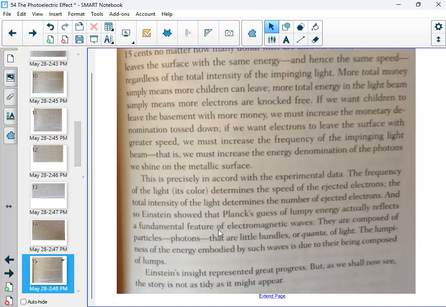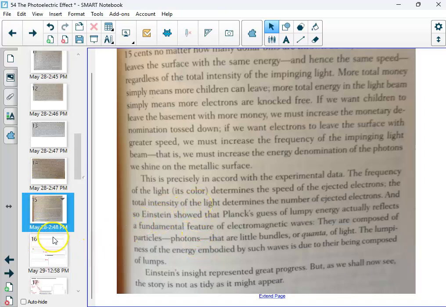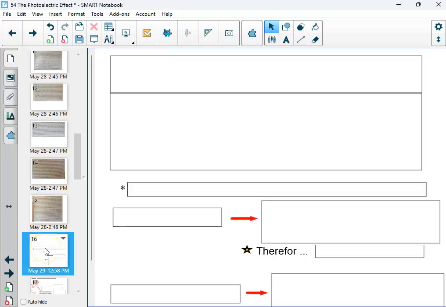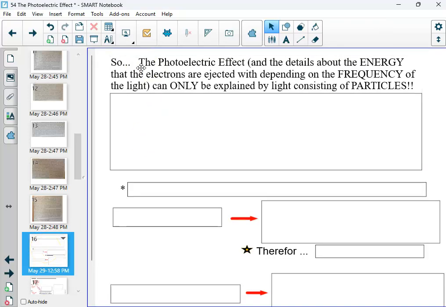They are composed of particles, photons, that are little bundles or quanta, if you call it that, of light. The lumpiness of the energy embodied by such waves is due to their being composed of particles. Einstein's insight represented great progress, but as we shall now see, the story is not as tidy as it might appear. Foreshadowing. Okay, we're going to get to that stuff later.